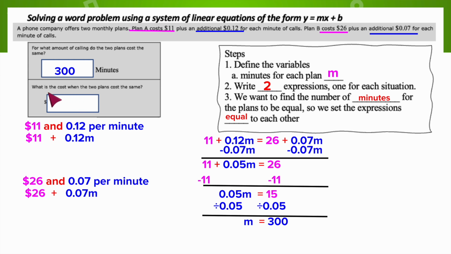So the second question is, what is the cost when the two plans cost the same? So it's just saying at 300 minutes, what is my cost? What would I be paying for that bill? So we're going to choose either one of the two expressions here. I'm choosing the first one, 11 plus 12 cents per minute, and I'm going to plug in 300 minutes here. So 12 cents times 300, it's $36. That's how much I'm paying for my minutes. And then I also have to pay my $11 initial fee, which totals out to be $47.